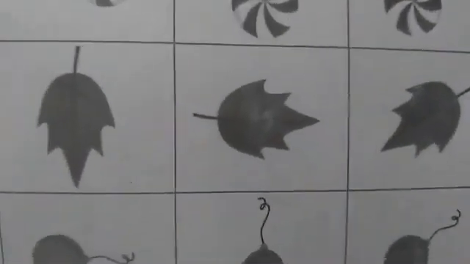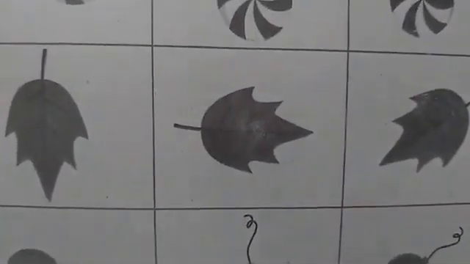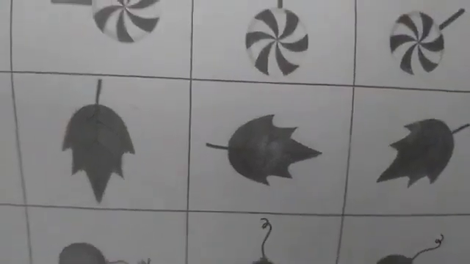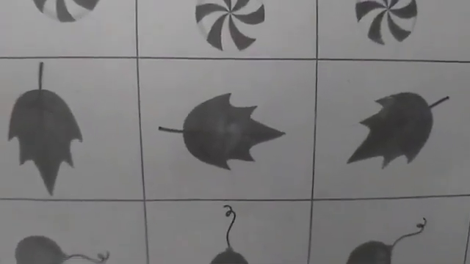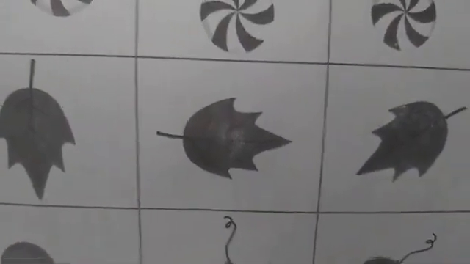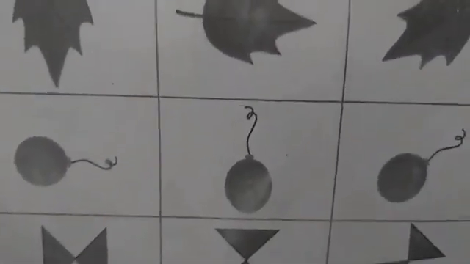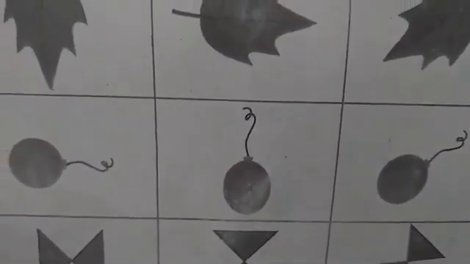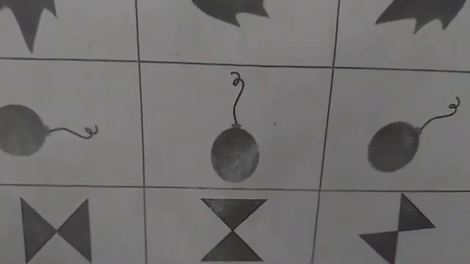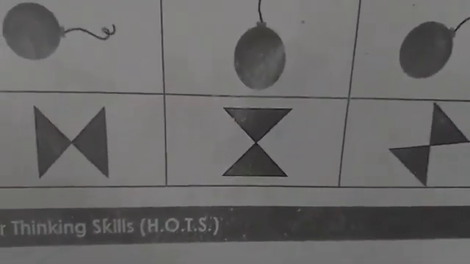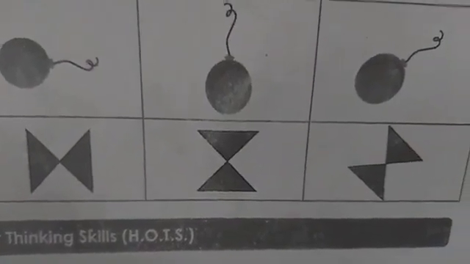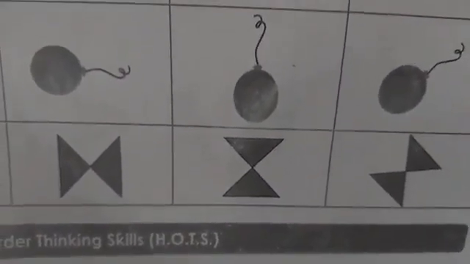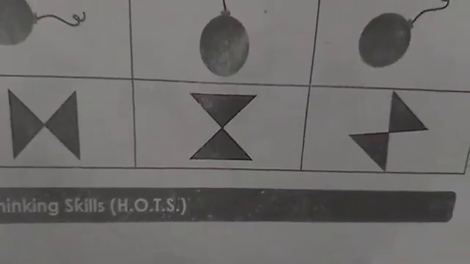Next, the second one. The first one is 1 by 4 turn. Next one is 1 by 2 turn. The third one is 1 by 3 turn. This is the second shape. Third one. First one is 1 by 4 turn. The second one is 1 by 2 turn. The third one is 1 by 3 turn. At the last, 1 by 4 turn, 1 by 3 turn, 1 by 2 turn, and last one is 1 by 3 turn. So this is the way you have to answer.